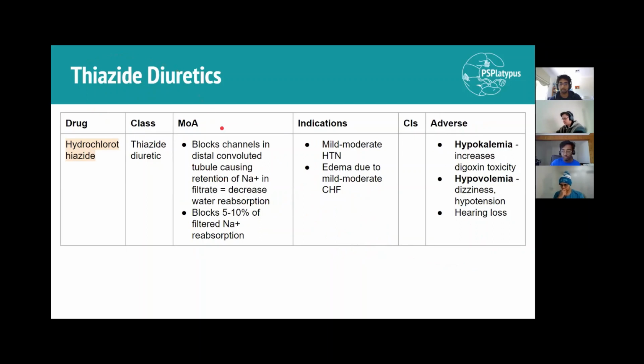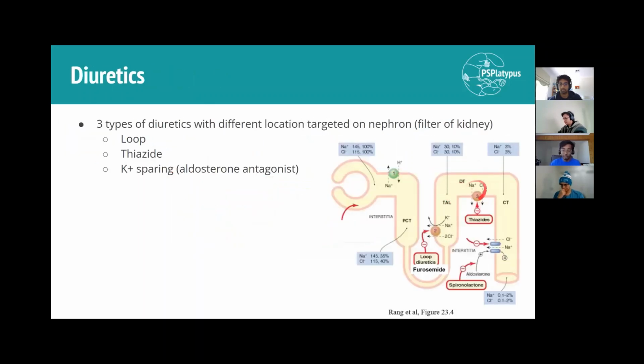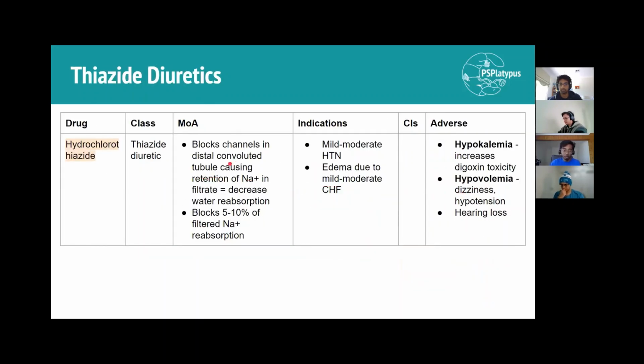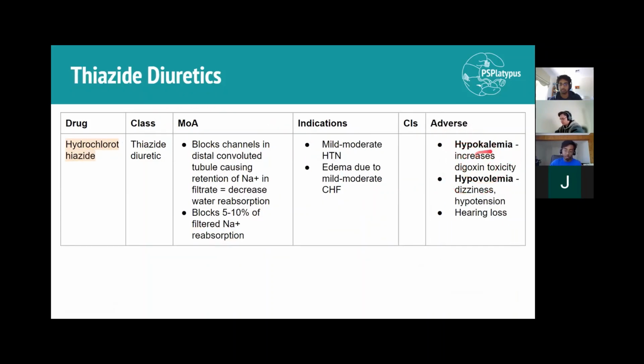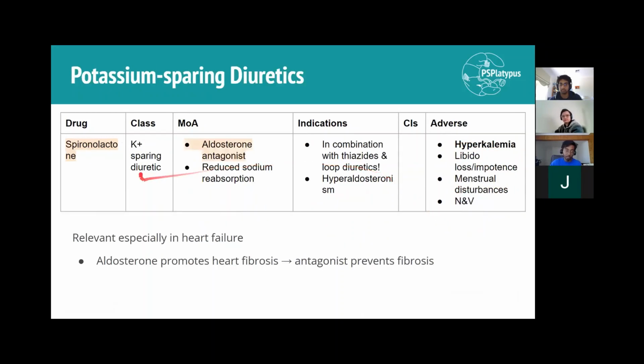Thiazide diuretics. So it's a thing called hydrochlorothiazide. This works at this point here, which is the distal convoluted tubule. And it filters basically a lesser amount than the loop. So it's indicated in mild to moderate edema, mild to moderate hypertension. So just sort of like a weaker version of loop diuretics. And same stuff here. So hypokalemia, hypovolemia, hearing loss.